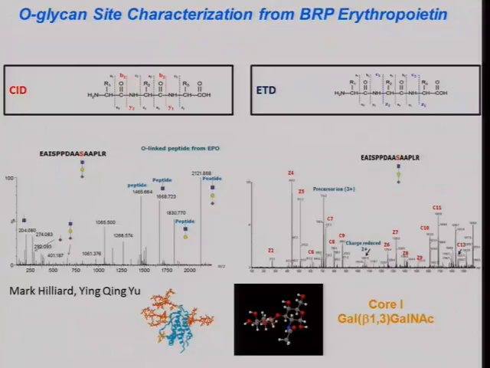So this is using a combination of collision-induced dissociation and ETD. CID breaks up weak sugar bonds, and ETD breaks the peptide backbone. So if you use a combination, you can identify the sugars that were at this peptide site by using CID, and then you can decide which sites they were attached to using ETD. So with erythropoietin, it's very easy because there's only one O-link site, and there are very small sugars there, just these tiny core 1 structures.